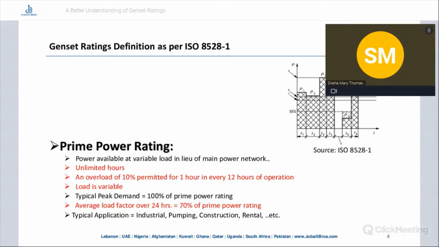The loads are variable. The typical peak demand is 100% of the prime power rating. The typical applications are in industrial, pumping, construction, rental. As you can see in the graph here, A is the maximum power available, B is the permissible average power, C is the actual average power.